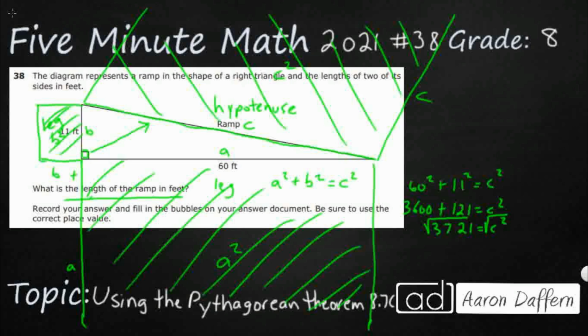So let's take the square root of 3,721. Definitely use our calculators here. Need a nice even integer, 61. So we just need to make sure we bubble this in correctly. And we won't draw the whole thing here, but we've got a decimal point.